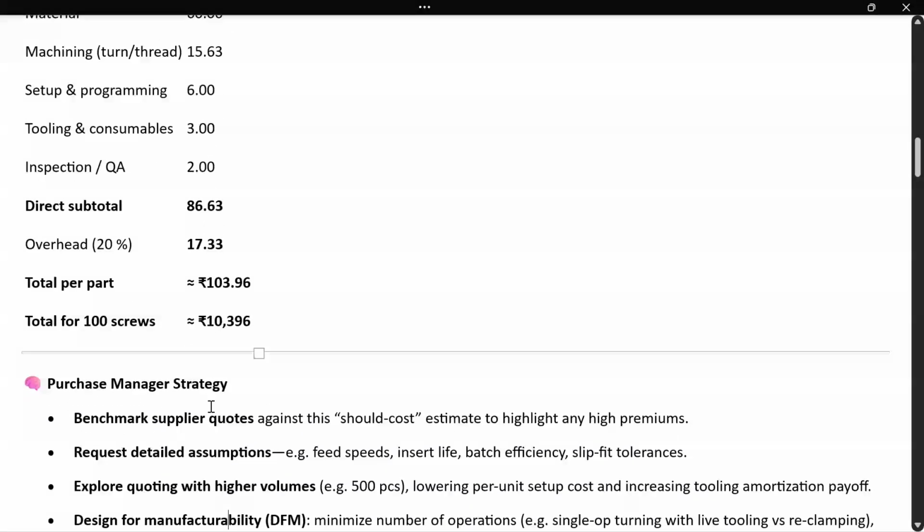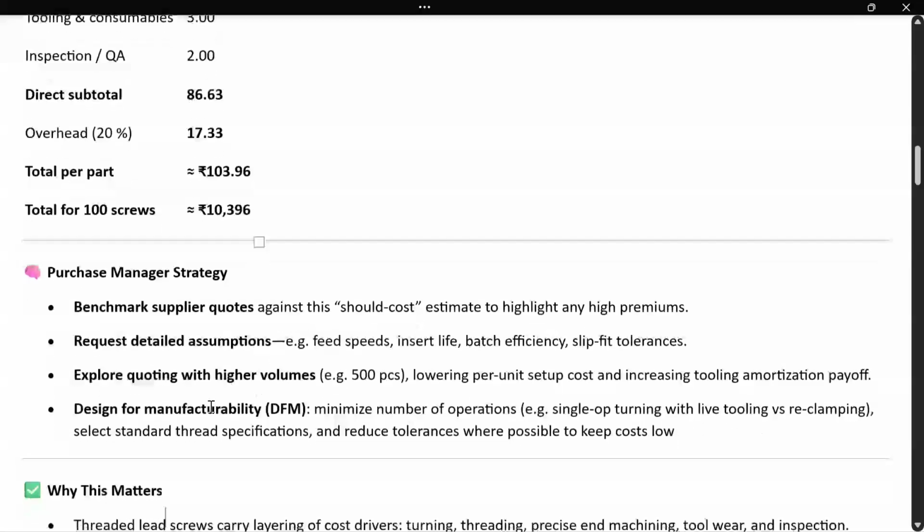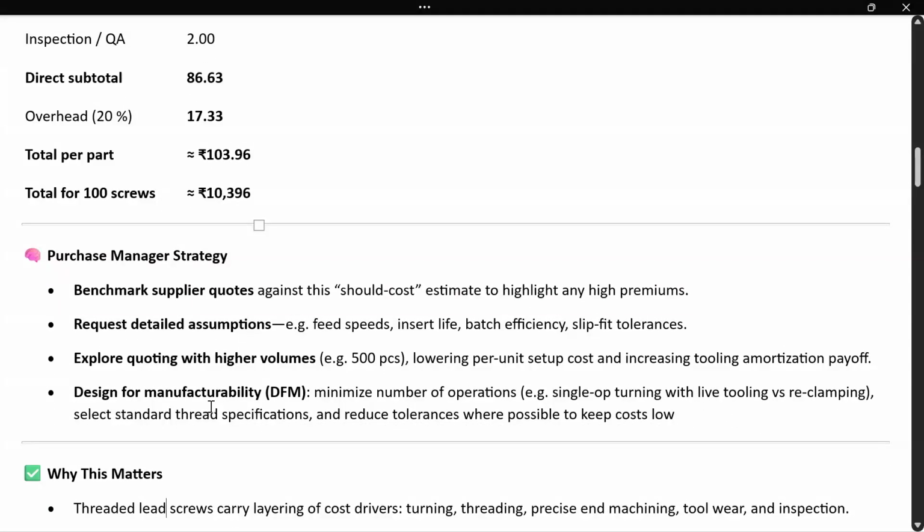The total cost for 100 screws will be about 10,000 rupees. Now the purchase manager strategy is very important. Benchmark the supplier quote against the should-cost estimate to highlight any high premiums. If the supplier says the lead screw will cost 120 rupees, we know that around 103 rupees should be the cost, considering each and every aspect to the maximum extent.